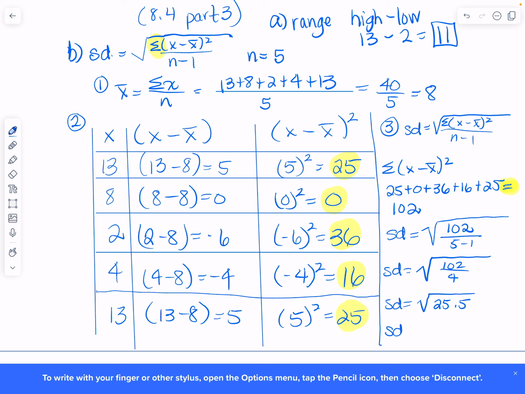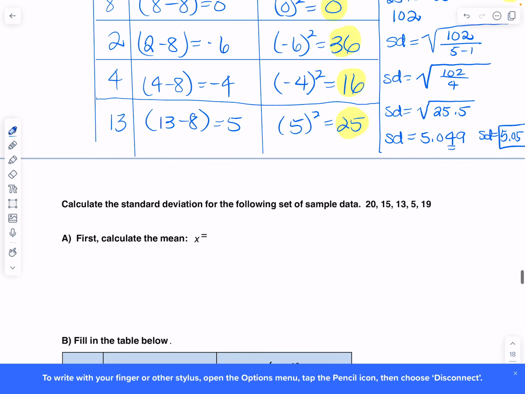So the standard deviation of this particular data is 5.049. I'm going to round this to the hundredths place. So if I round this to the hundredths place, the standard deviation equals 5.05. So this is my answer, 5.05.